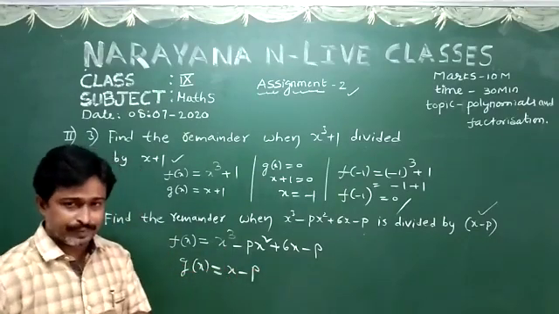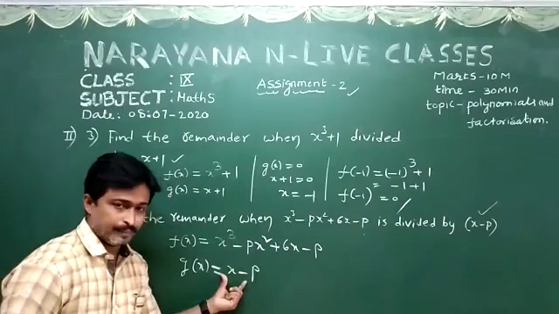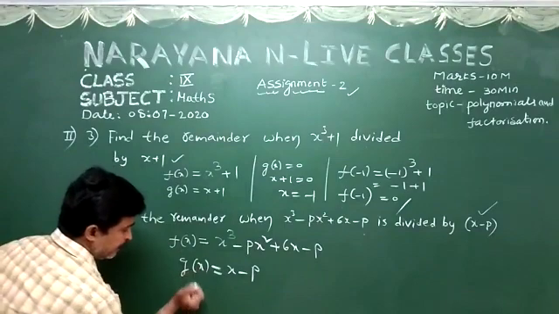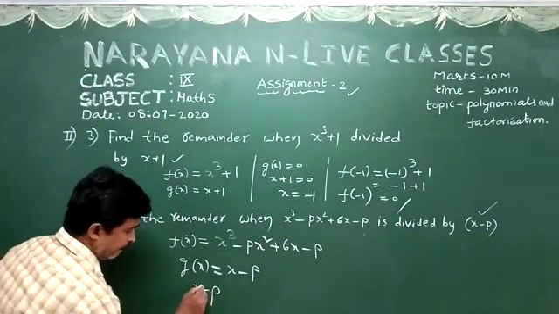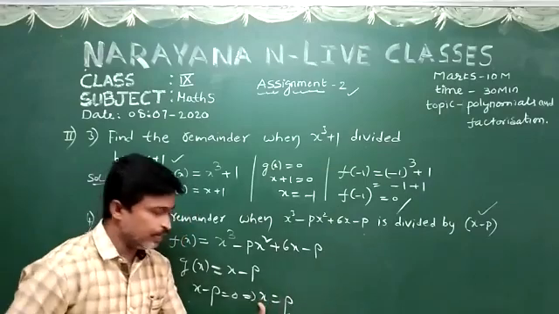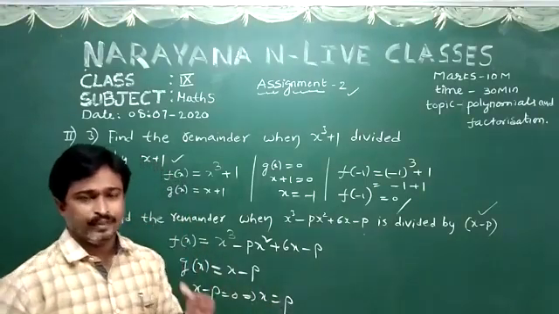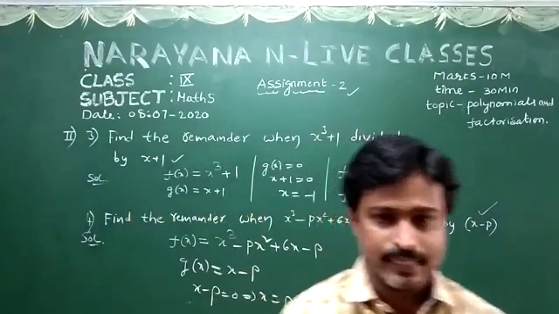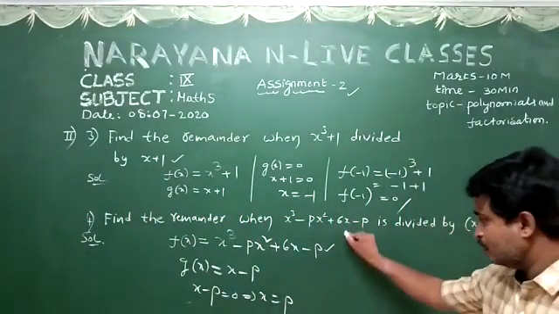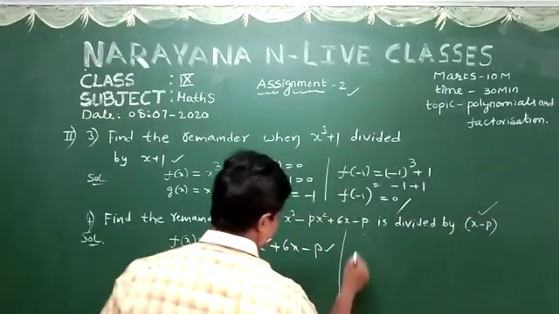To find the remainder, set the linear polynomial equal to 0. That implies x minus p is equal to 0, so x is equal to p. Substitute x equal to p in the given polynomial f of x, and we find the remainder. Therefore f of p.